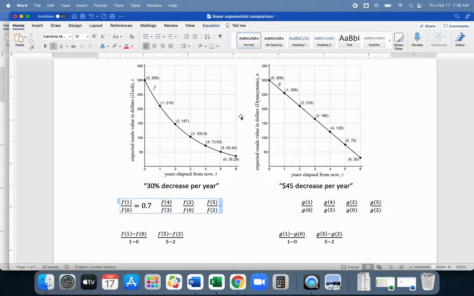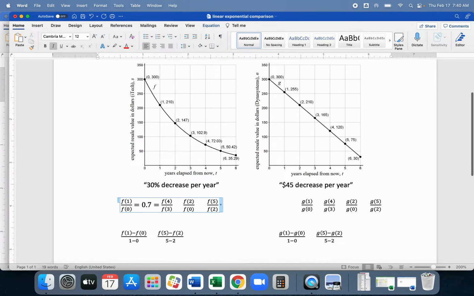Thoughts? Well, yeah, it's 0.7 also. Actually, what I'm going to do, save a little space here. There we go. Those are both 0.7. 0.7 is a special number with respect to this question. It's a 30% decrease in value per year for this device.